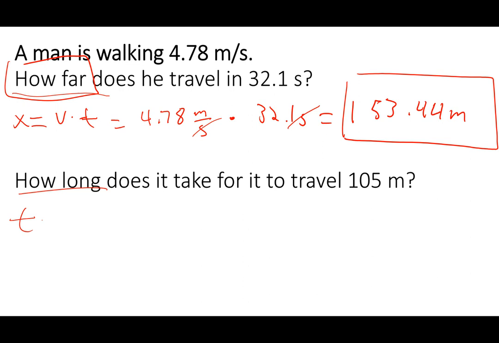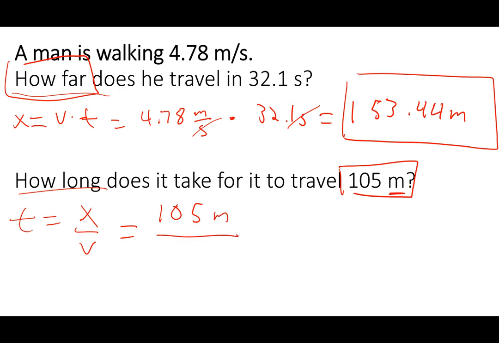How long? That's the equation for time. And that's going to be x divided by v. And so if I have x, that's going to be 105 meters. This meters tells me it's an x.